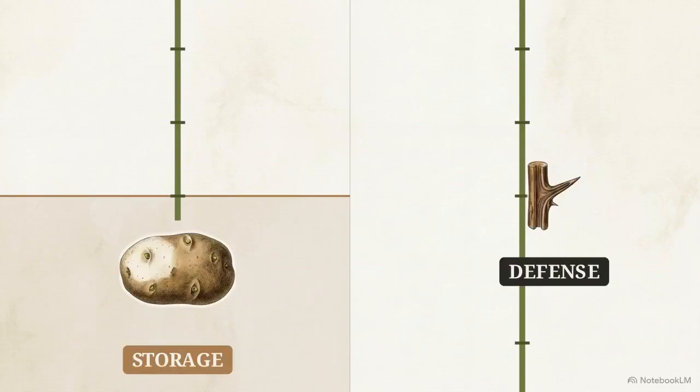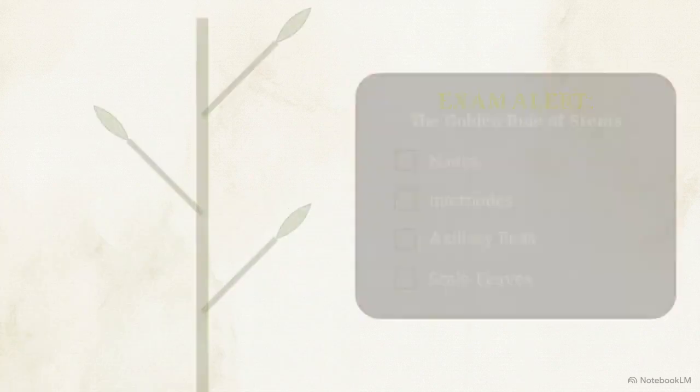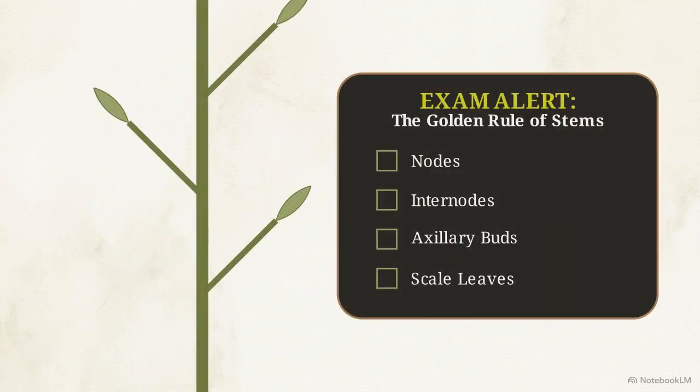But if we strip away the surface textures and look at their underlying geometric structure, they share the same architecture. Correctly identifying these parts becomes difficult when a plant structure is buried underground and swollen with food, or when it has taken the form of a defensive weapon. To accurately identify a stem, you must find these specific anatomical markers: nodes, internodes, axillary buds, and scale leaves. No matter how much a stem is modified to fit its environment, these four features remain present.